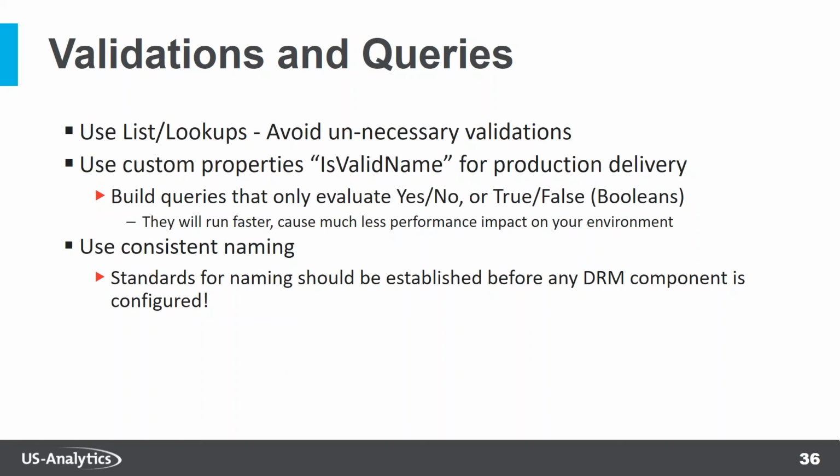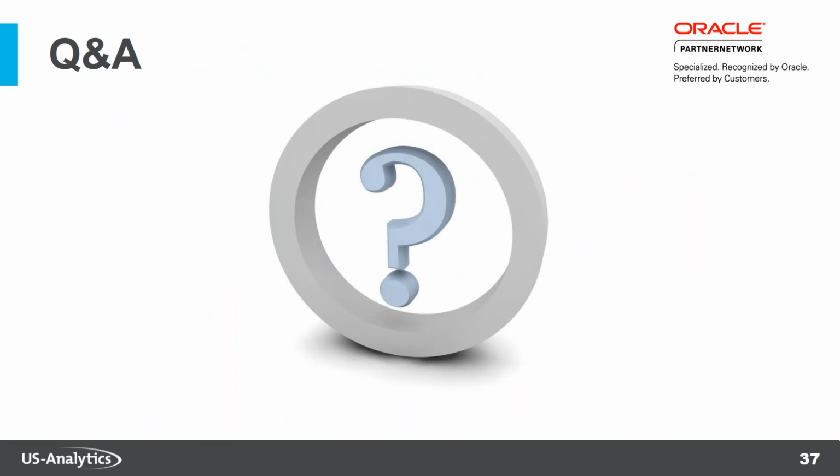Okay. Also, be consistent in your naming. Standards for naming should be established before you develop any DRM component. The version, the hierarchy, the member nodes, how they're prefixed, the property names, the names of your exports, validations, queries, all that stuff needs to be prefixed and needs to be named consistently. Otherwise, you'll end up with a mess that you cannot support.